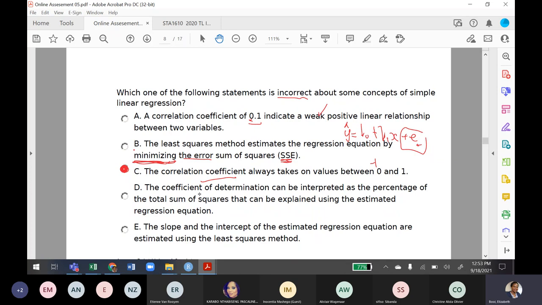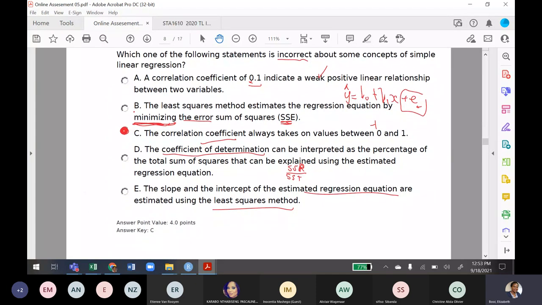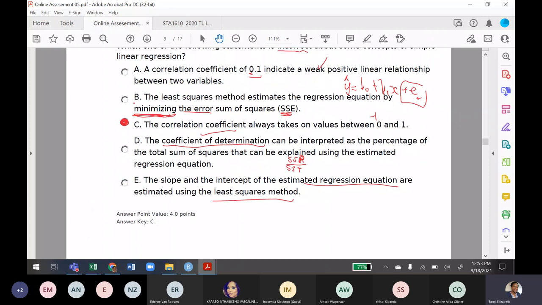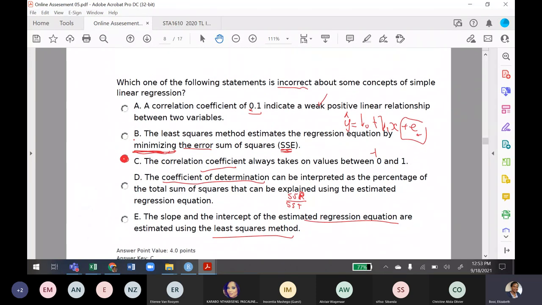D, it talks about the coefficient of determination, and we know that your total regression is explained by that, because it is your SSR divided by SS total, meaning it is explained by the regression equation. And the slope and the intercept, we use them to estimate the value of your regression, and because it uses the least square measures as well. So C is the only incorrect statement, which is the correct answer, but is the incorrect statement.